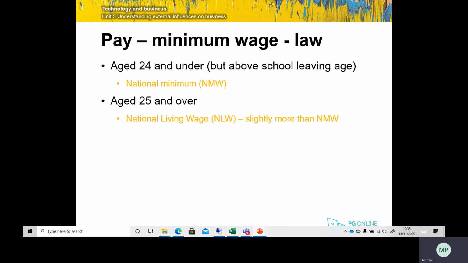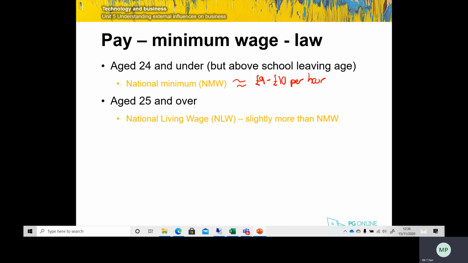Okay, so if you're age 24 and under, but above the school leaving age of 16, you are entitled to receive national minimum wage. Now there are different levels depending on your age, so 16, 18, and so on. Please don't ask me what it is at the moment because it keeps on changing. I think it's around between £9 and £10 per hour. I might Google it afterwards. You can just Google it and pause it. That's the national minimum wage.